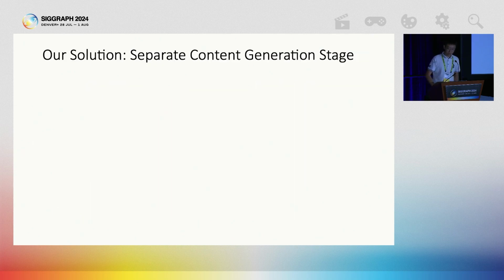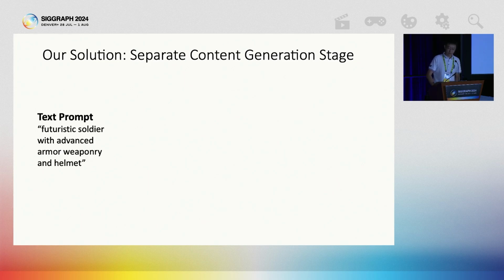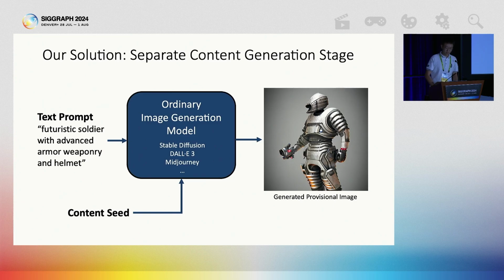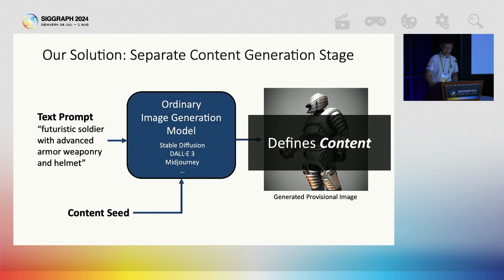To overcome these challenges, we propose to first determine the image content in a separate generation stage. For every text prompt, we use an ordinary image generation model to generate the provisional image. This image defines the main content of our final image and can be fine-tuned with the content seed.